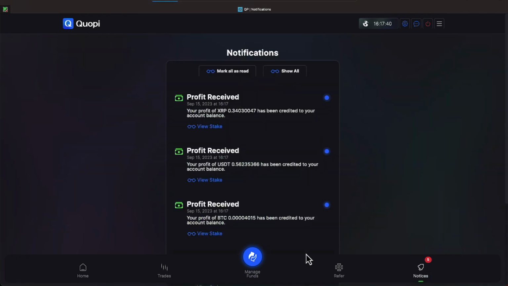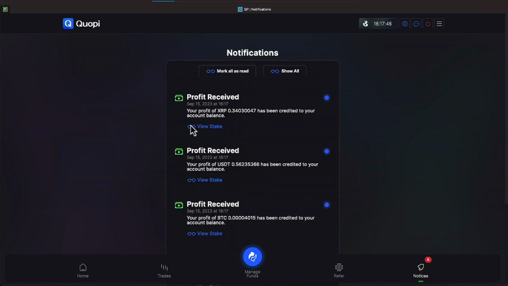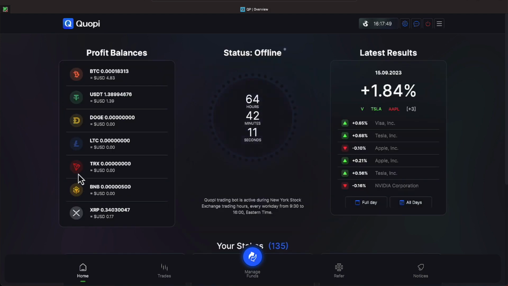All right, everyone, we still have five new notices. Profits received five times. So let's go ahead and clear those out. Let's go back to our home screen where we will see those trickle profits come in. Right now, we've picked up $4.83 more of Bitcoin. We've picked up $1.39 more of USDT, and we've picked up 17 cents in XRP. And that's how the money trickles in with this 1.84%.